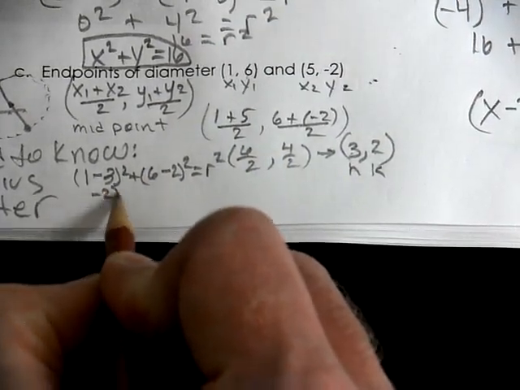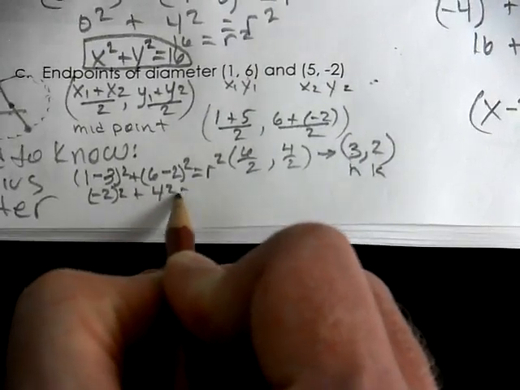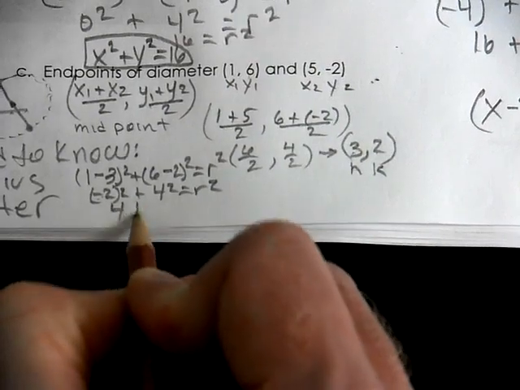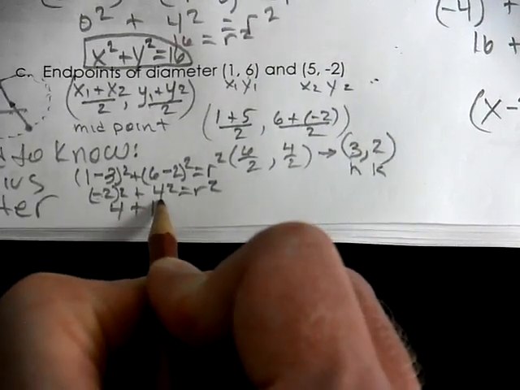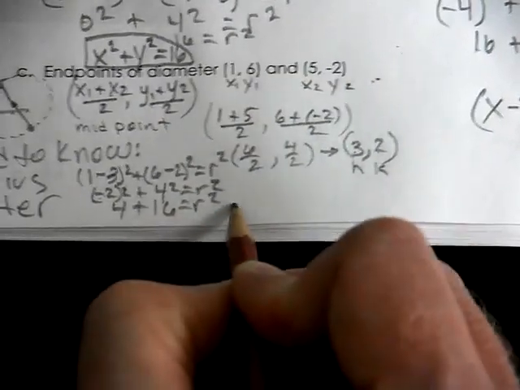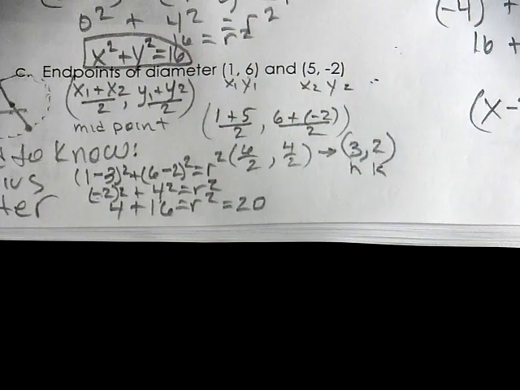So this becomes negative 2 squared and positive 4 squared. So this, when you square negative 2, you get 4, and you square 4, you get 16. So r squared is going to be 20. 4 plus 16 is 20.